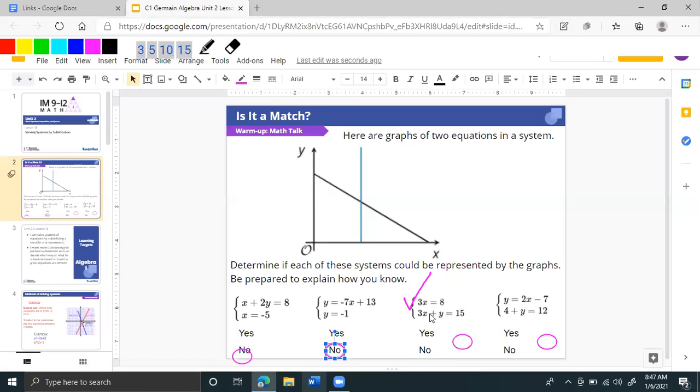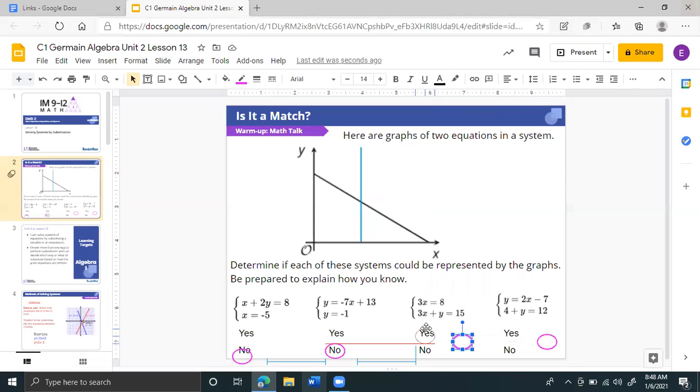Now I need to isolate and get my y by itself here. To do that, I would subtract 3x from each side, and I would have y equals 15 minus 3x. This slope here is negative, and on this graph the slope is negative. So this second equation would also work. So this system of equations could, in theory, be matched with this graph right here if we were able to get some labels on here. Nice job, guys. So this guy would be a yes.